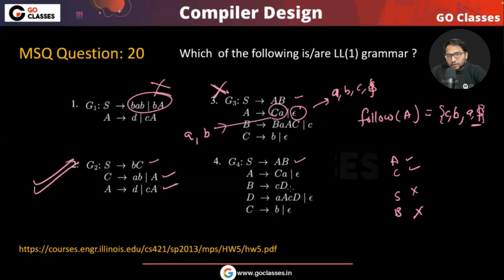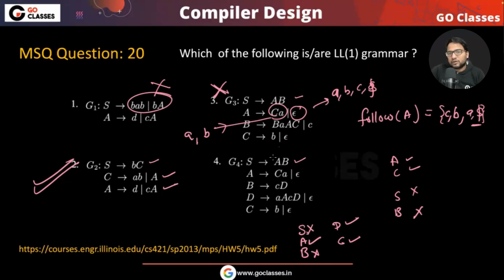Now, this might be okay, but let's just check this. So it will go to follow of capital A. So what is the follow of capital A? It is small c. So let's just see the nullable here. Capital S, capital A, capital B, capital D, capital C. What are the nullable symbols? A is nullable, D is nullable, C is nullable. Is S nullable? Is B nullable? No. Since B is not nullable, S is also not nullable.